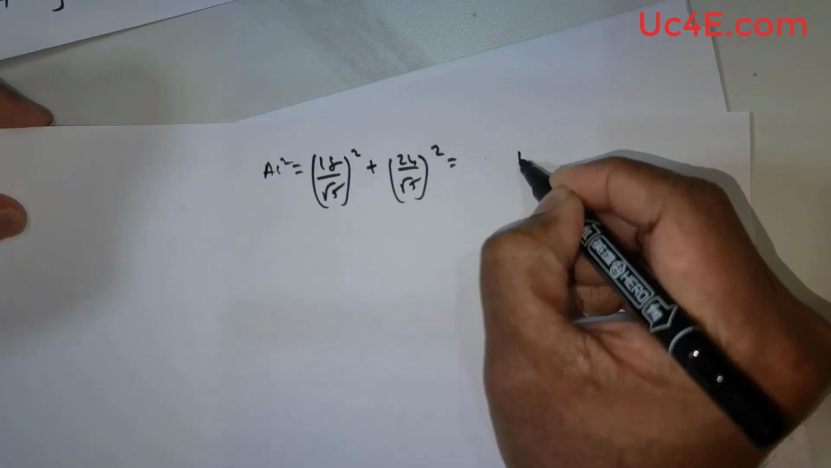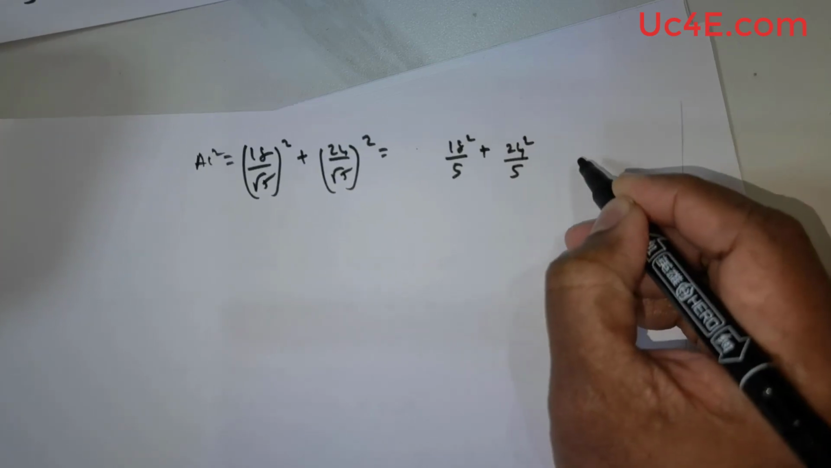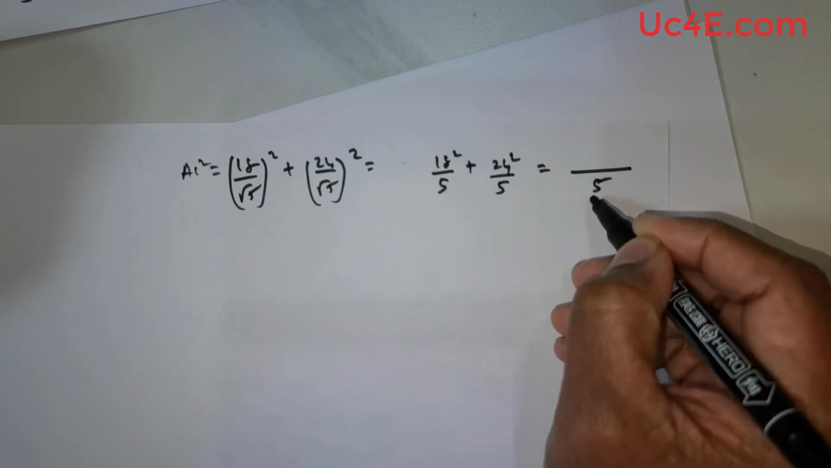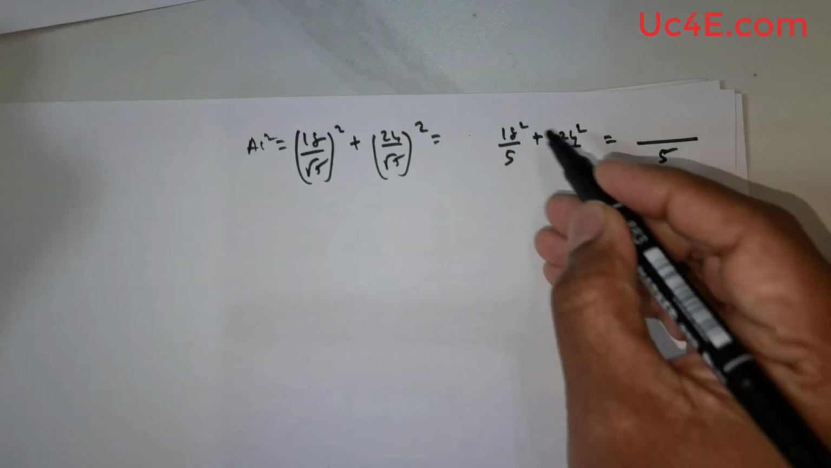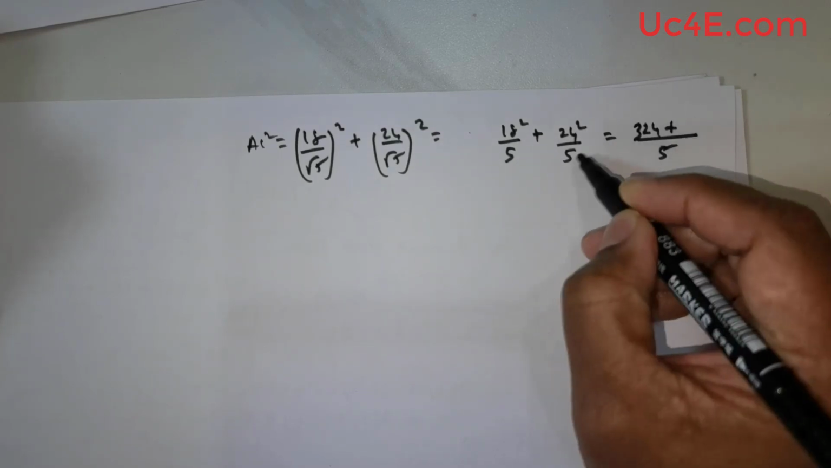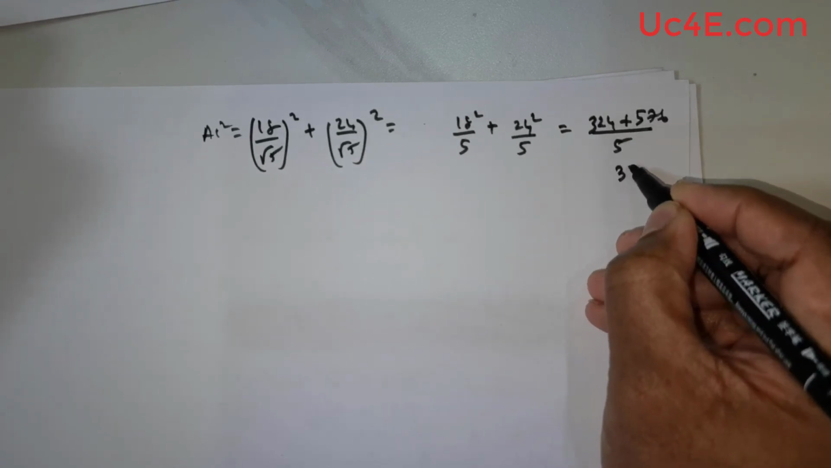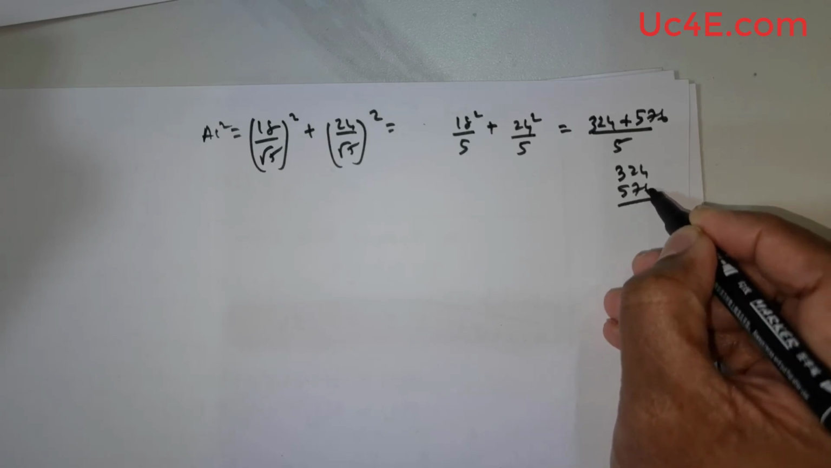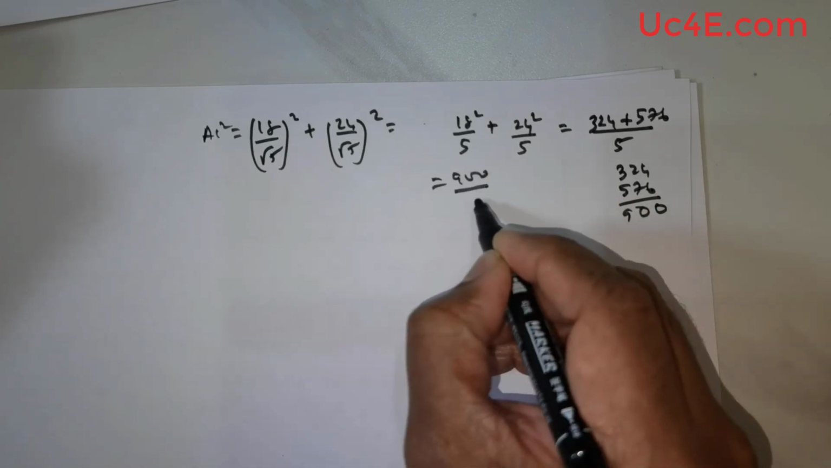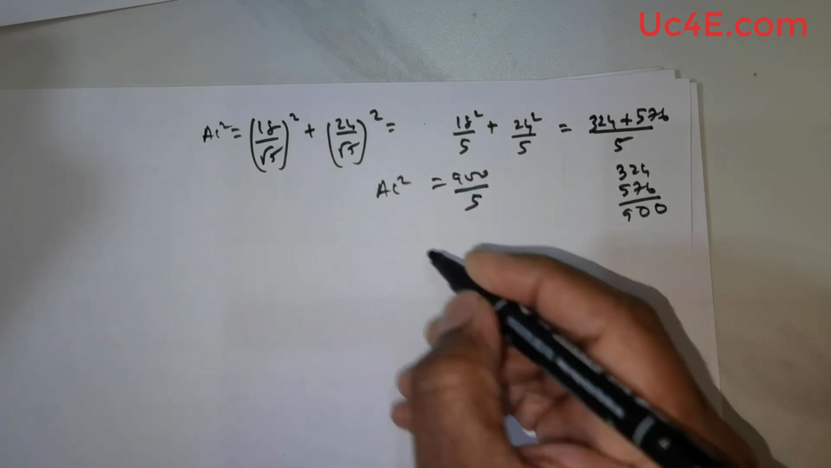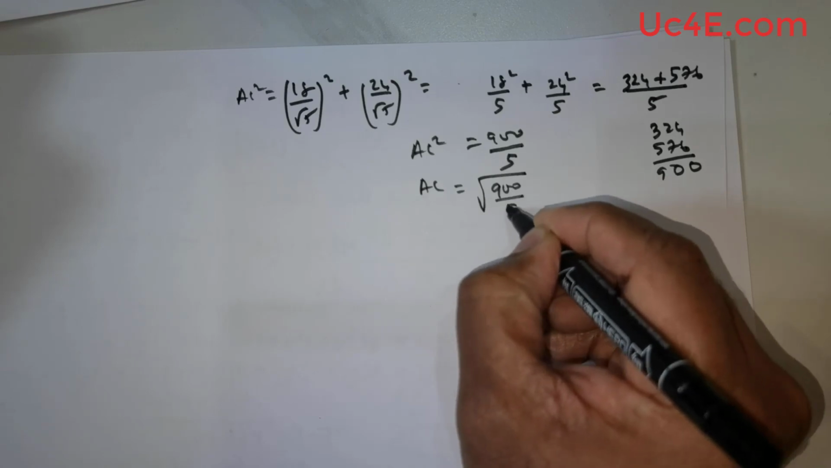This is going to be 18 squared divided by 5 plus 24 squared divided by 5, which is equal to, I'm taking 5 as the LCM. So this is equal to 18 squared is 324, 24 squared is 576. So let me add these two together. 324 plus 576 gives 900. So this is going to be 900 divided by 5. This is my AC squared, but I need only AC. So AC is equal to root of 900 divided by 5.